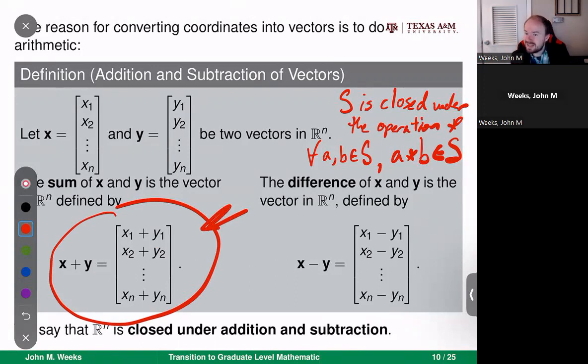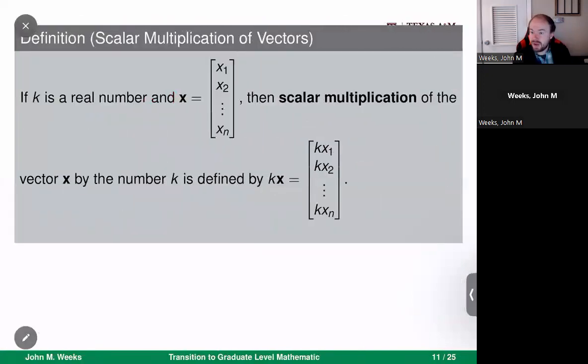So that puts us inside of the set that we had defined on the previous page. So that's what we mean when we say Rn is closed under an operation. We also have another operation that it's closed under, and that's the operation of scalar multiplication. That's when you multiply a number by every single entry inside of a vector.